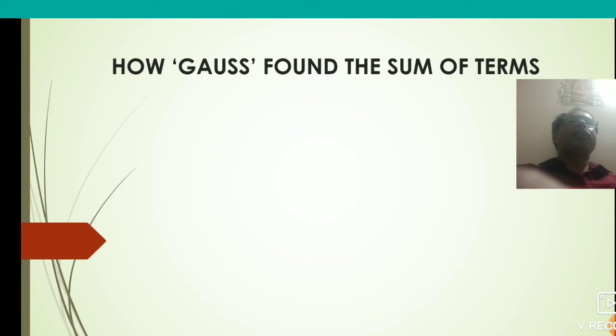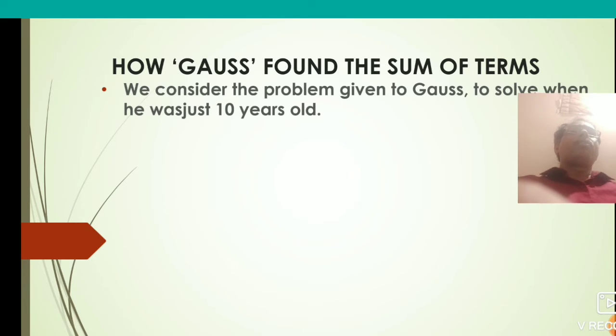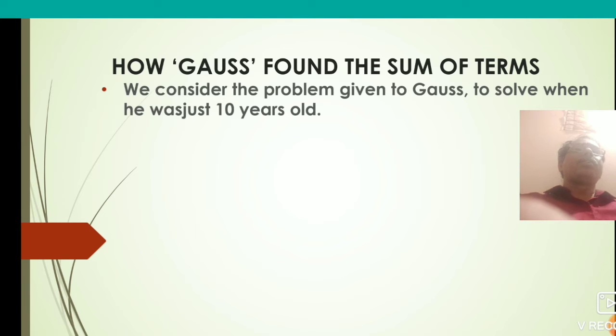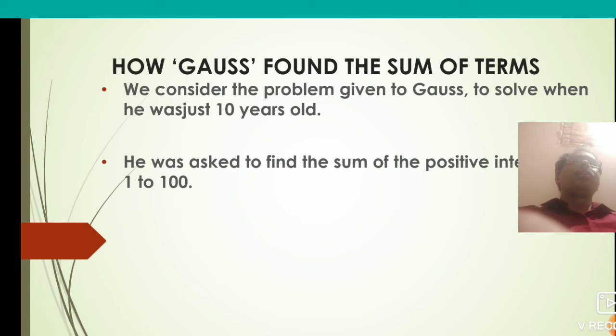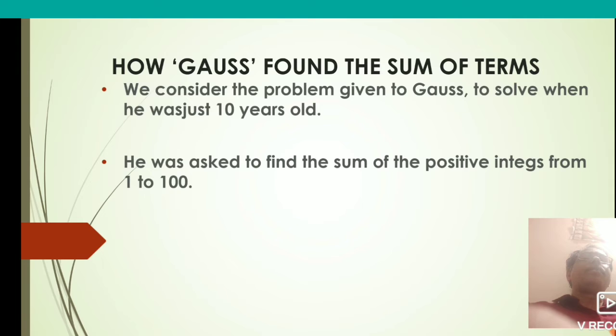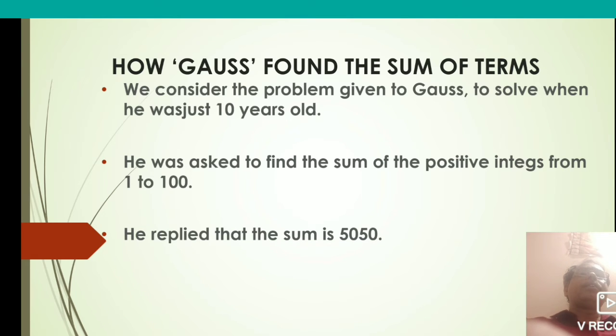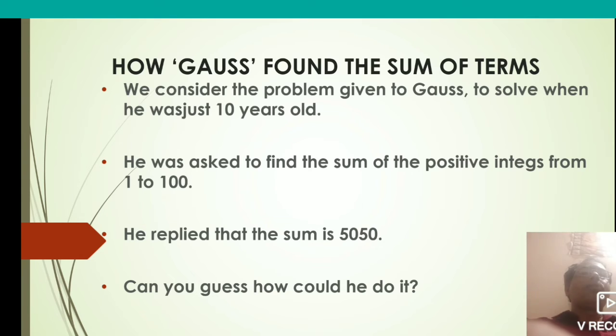Now once again, let us see that situation. We consider the problem given to Gauss to solve when he was just 10 years old. He was asked to find the sum of the positive integers from 1 to 100. He replied that the sum is 5050. Can you guess how he could do it?